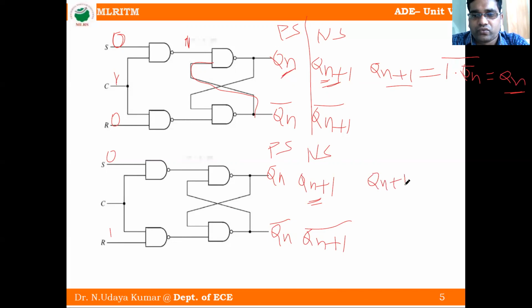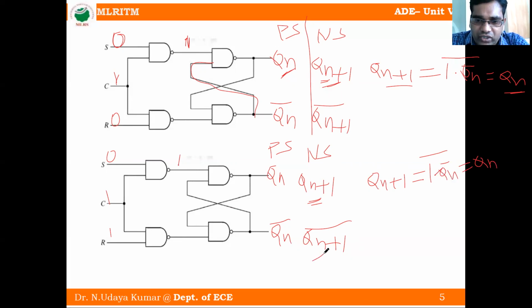Qn plus 1 is equal to, so S is equal to 0, 0 into clock, which is 1, means 0, and 0 complement means 1. Okay. Then 1 into Qn bar, whole bar, is equal to Qn. So here we will get Qn.